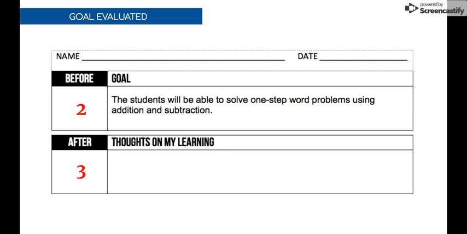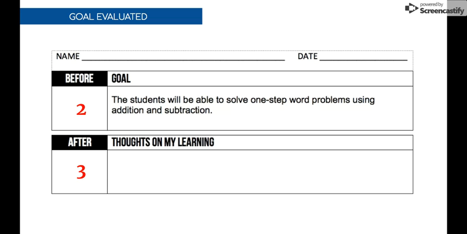And finally, I would have them reevaluate their goal. So our hope is at least they moved up a little bit. If they were a 2 before on their confidence for solving word problems, hopefully they'd move up 1 and be a 3 now, but we'll see.